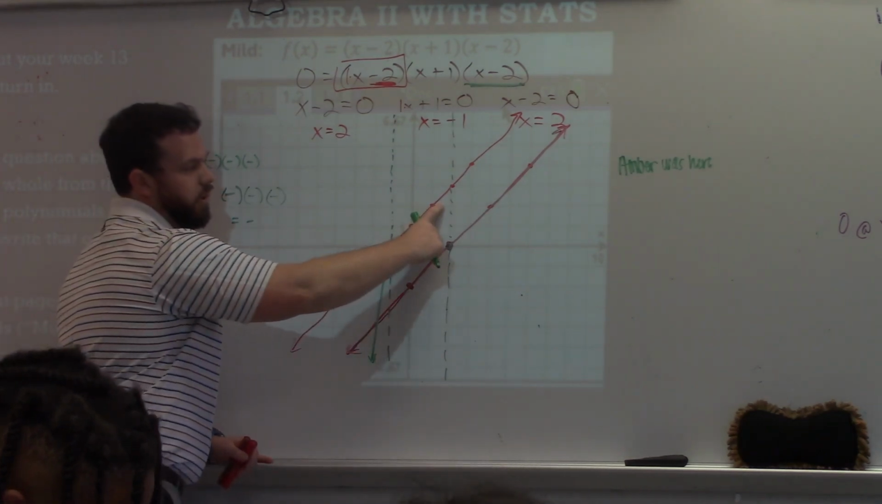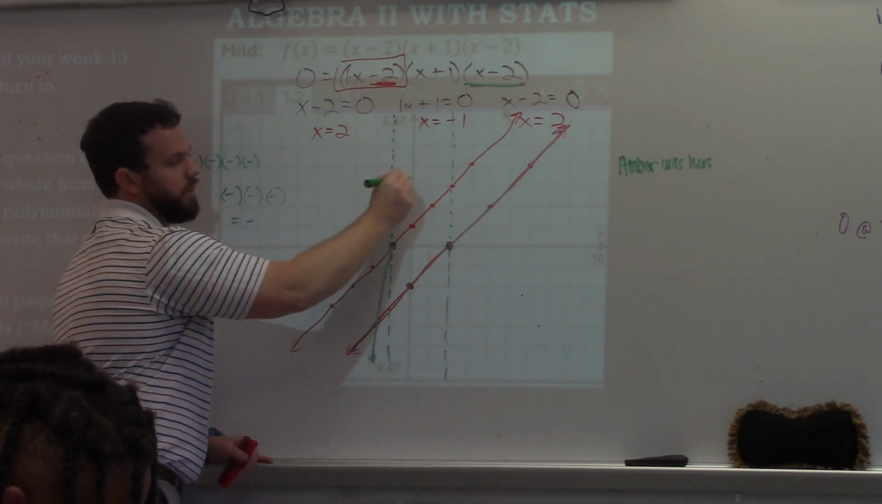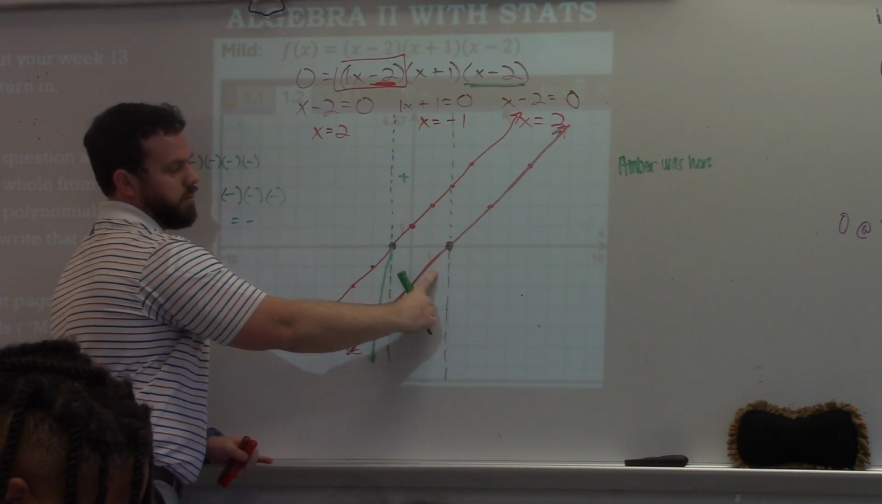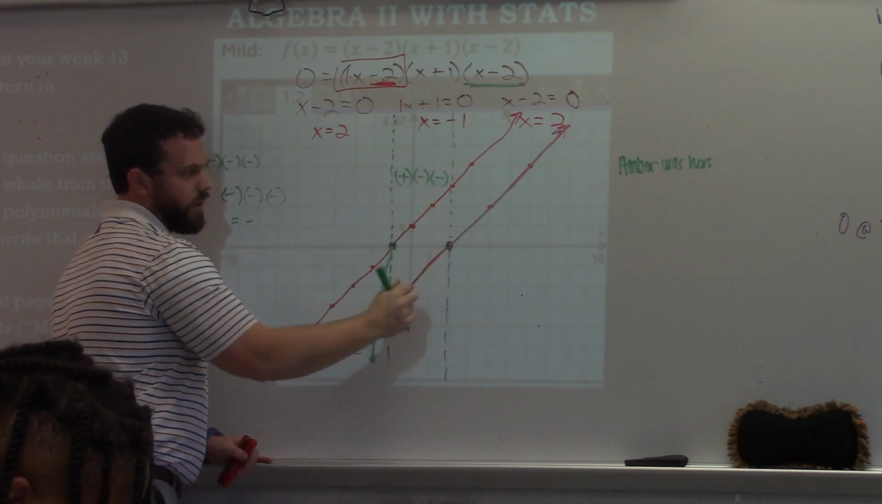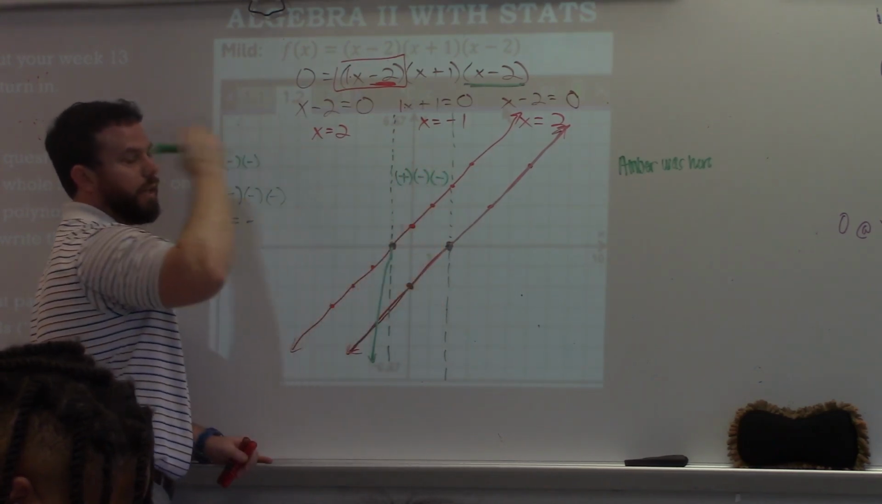In between, these are positive and positive. Wait, oh negative. Those are 2 negatives. Remember, they're below the x-axis. So positive times negative times negative.